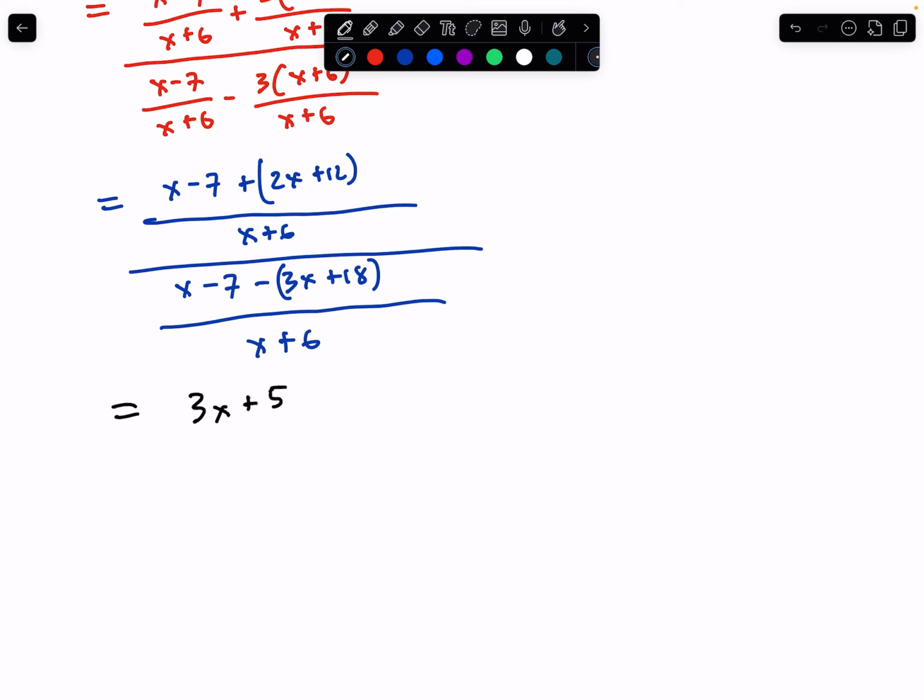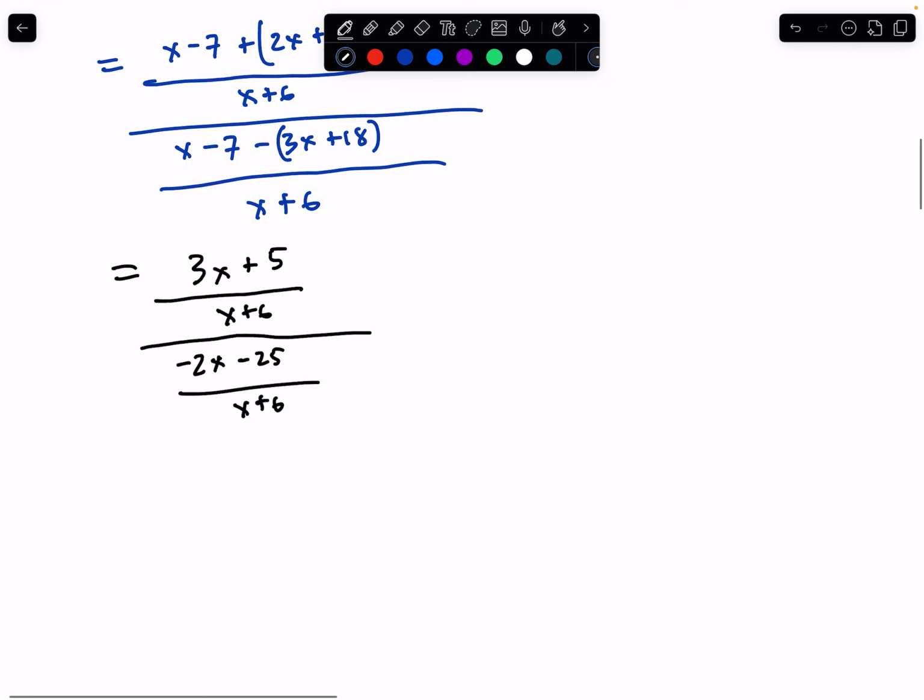7 plus 5 is 12, that's right. And that's over x plus 6. Okay, and then this is x minus 3x and negative 2x. Minus 7 minus 18 is negative 25 over x plus 6.